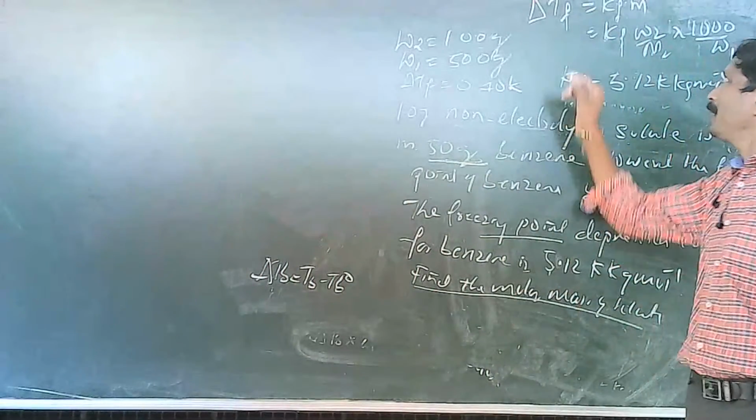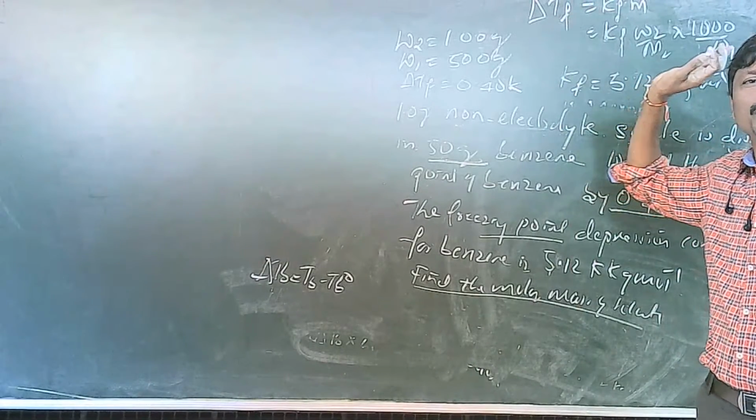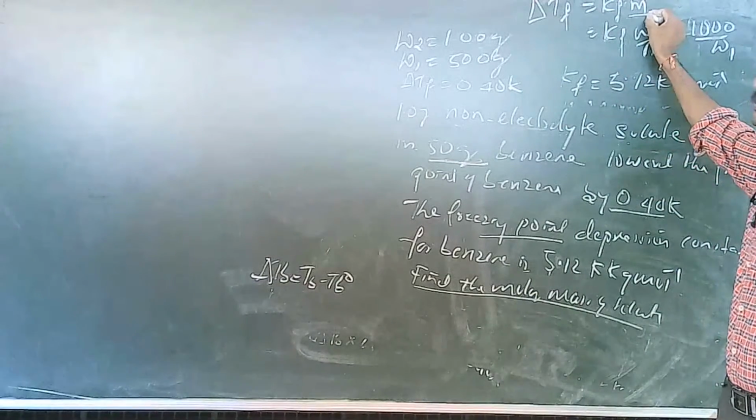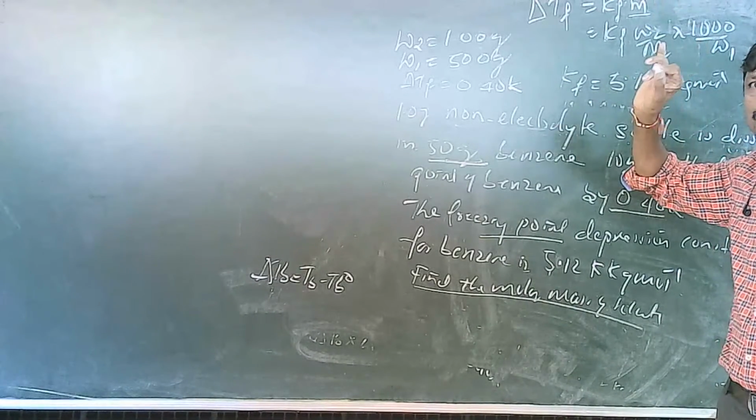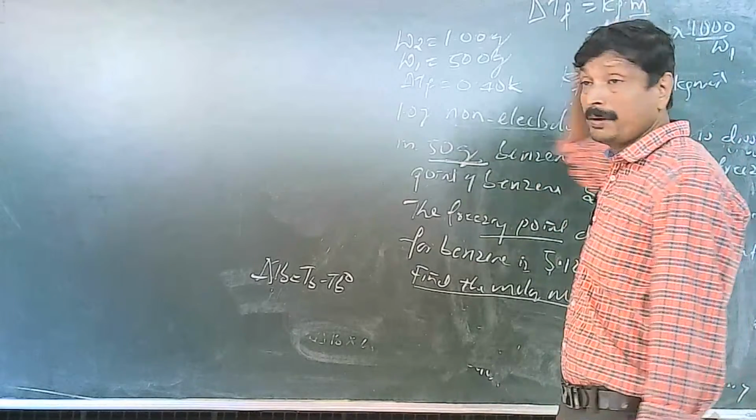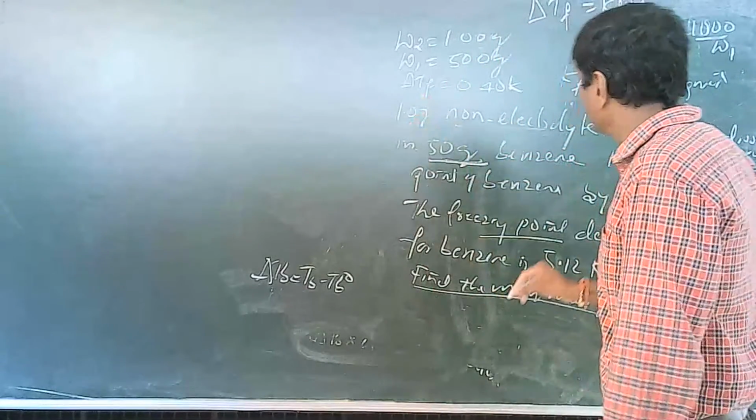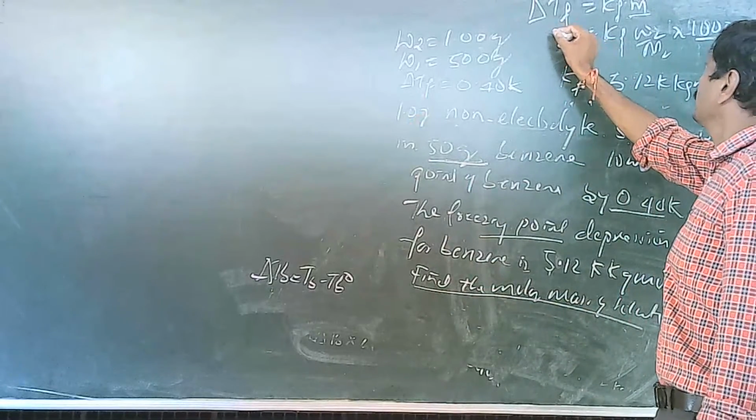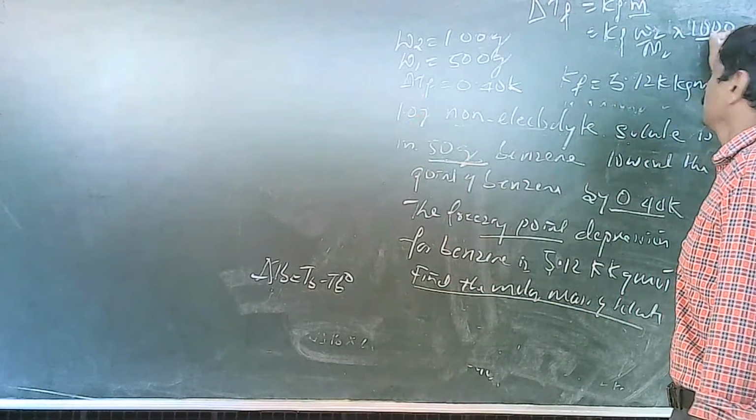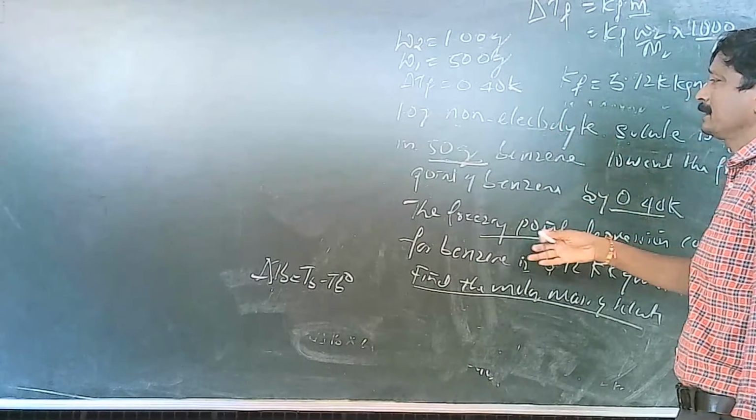For the examination, you have to remember the equation. Delta Tf is equal to Kf into m, where m is the molality of the solution. You should all know what m is: W2 by M2 into 1000 divided by W1. Therefore, the final equation is delta Tf is equal to Kf into W2 by M2 into 1000 divided by W1. Substituting the values, you will get the answer.